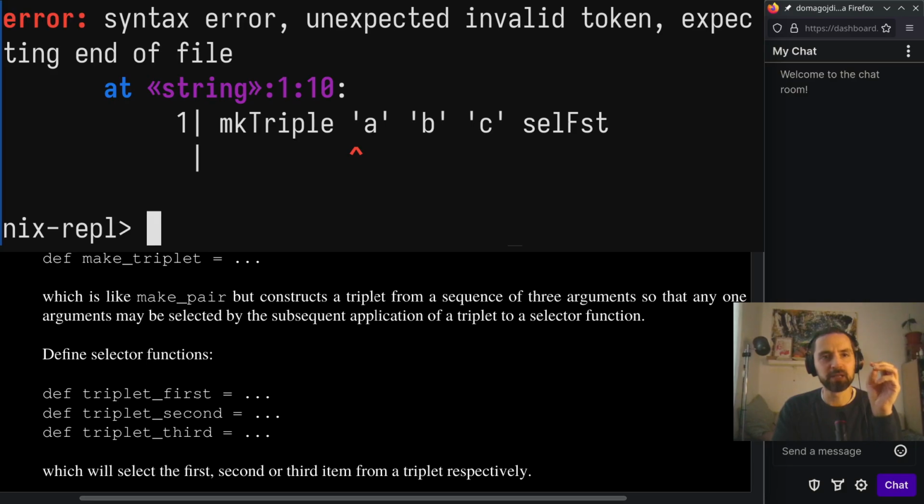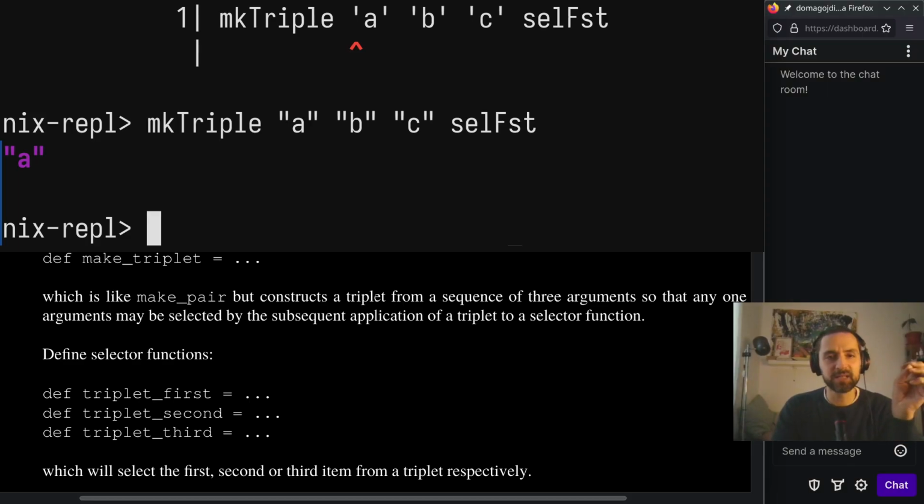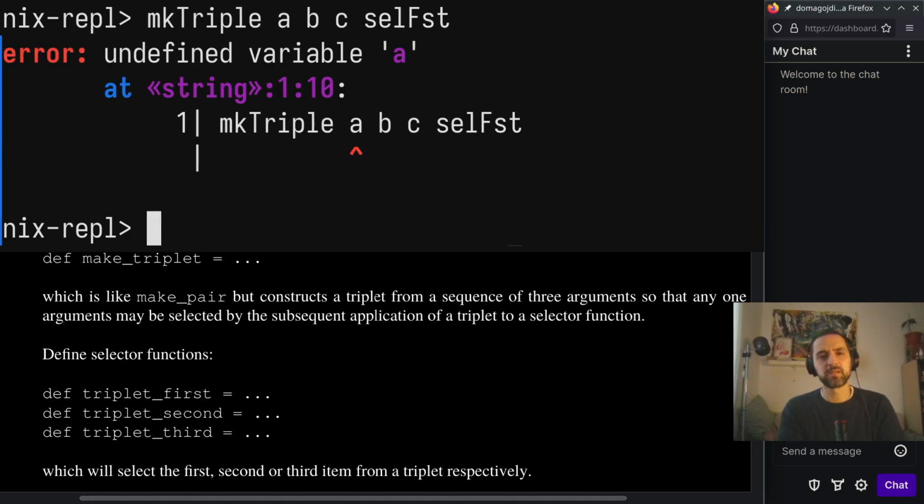No, invalid token. It does, oh, it can't take, okay. So let's maybe like this. Really, is it like this? So it selects the first, as you can see. It really quotes it. What if I do MK triple ABC cell FST? Yeah, it does an undefined variable. I wonder how do you take a char?